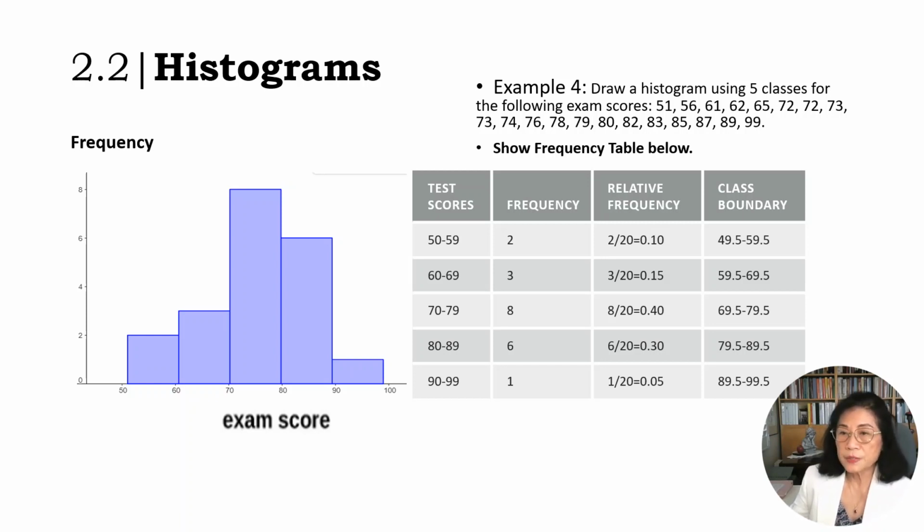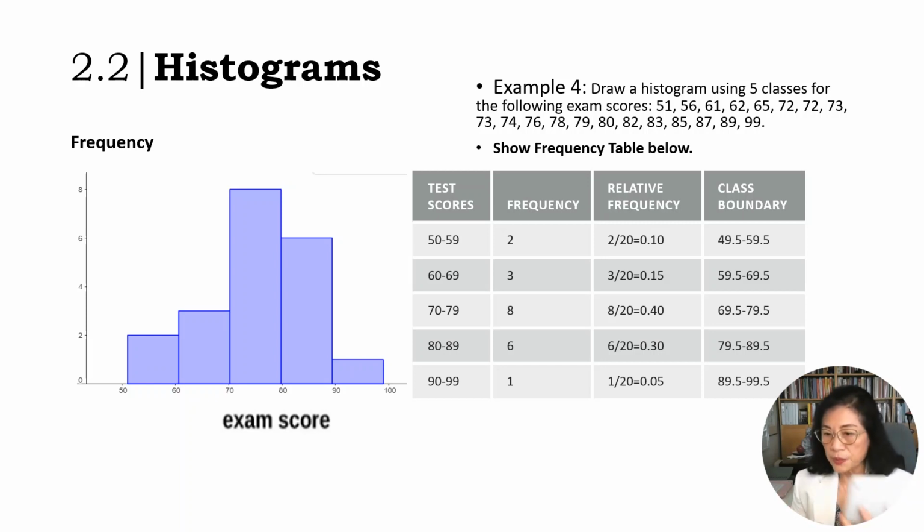So we can always predetermine the class width. For the class width, you can take the highest score, 99, subtract the 51 to find the range, then divide by 5. The range is 48. Then take 48, divide by 5 classes.